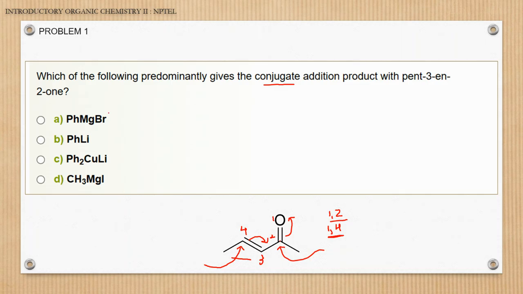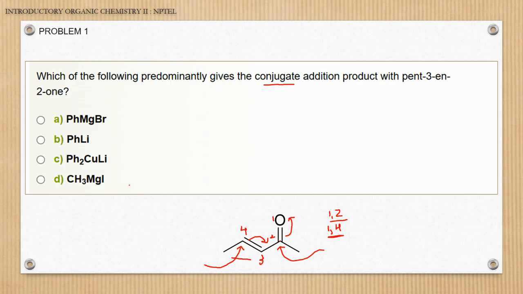Now you have to answer based upon the HSAB theory. What is this HSAB theory? Hard and soft acid base theory. Can anyone tell me among these four which one can give you the conjugate addition product with this alpha beta unsaturated ketone? Any guesses? Copper. Okay, so how is this copper giving the conjugate addition?